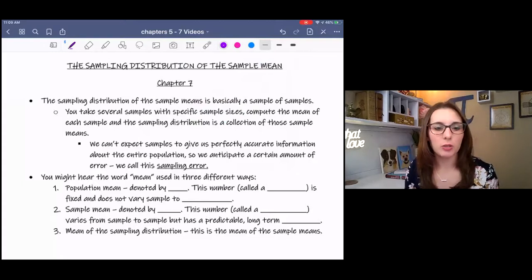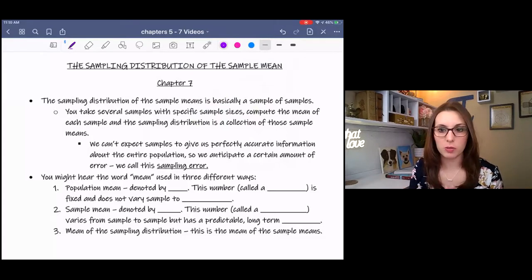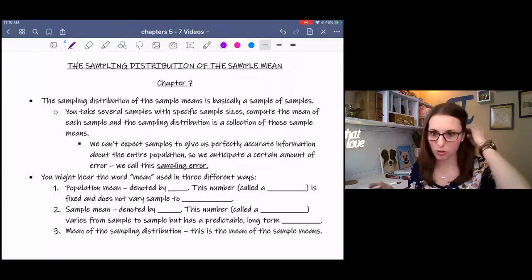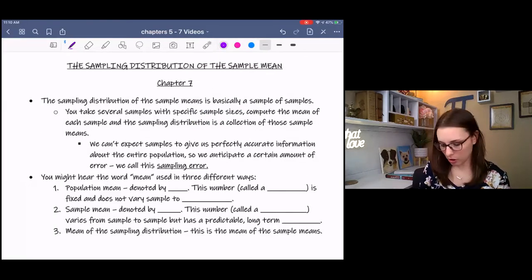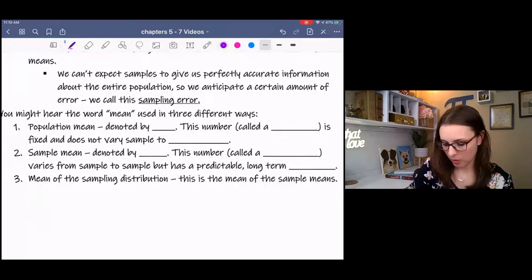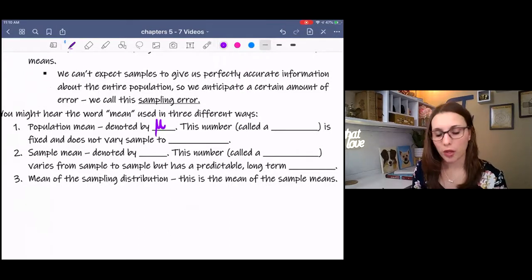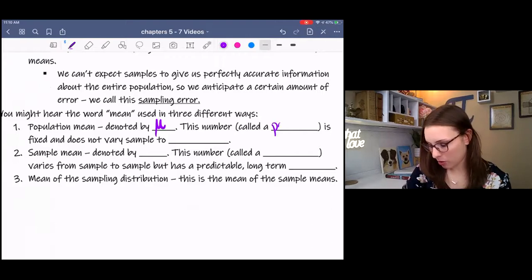So you might hear the word mean used in several different ways, and there's some things that distinguish the differences between what they are. So we have the population mean, we have the sample mean, and we have the mean of the sampling distribution. So there's three different things, they mean different things, and we use different symbols for them. So if you remember, the population mean is denoted by mu, and we call this a parameter.